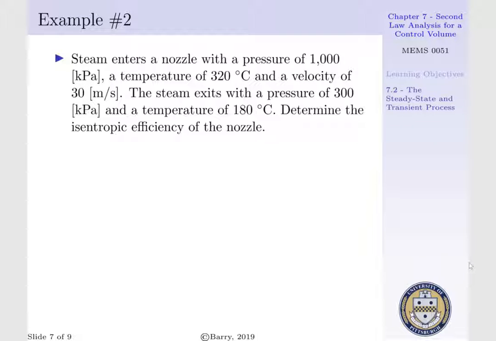Now let us apply the concept of isentropic efficiency of nozzles to an actual nozzle. Say steam enters the nozzle at a pressure of 1000 kPa and a temperature of 320 degrees centigrade with a velocity of 30 meters per second. Then our steam exits with a pressure of 300 kPa and a temperature of 180 degrees centigrade. We want to determine the isentropic efficiency of the nozzle.